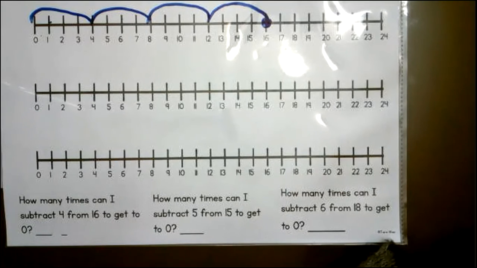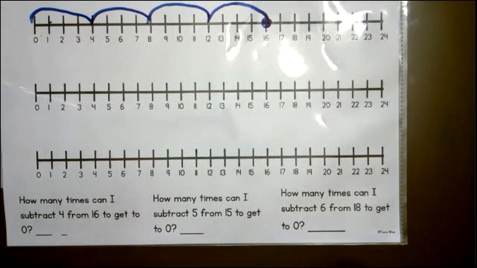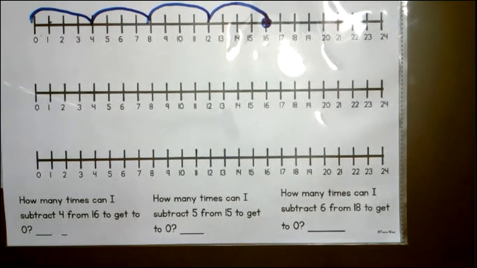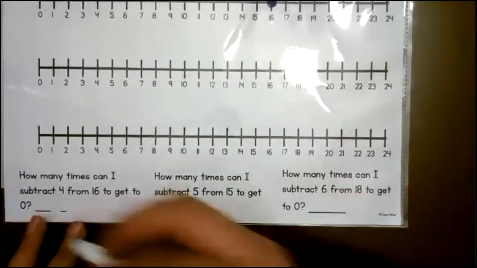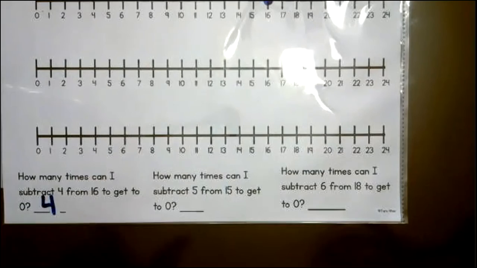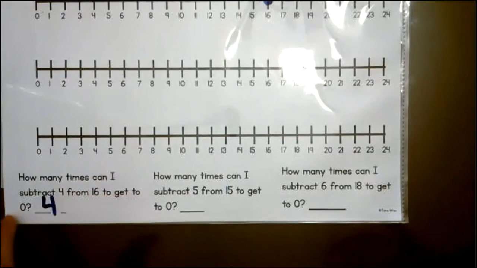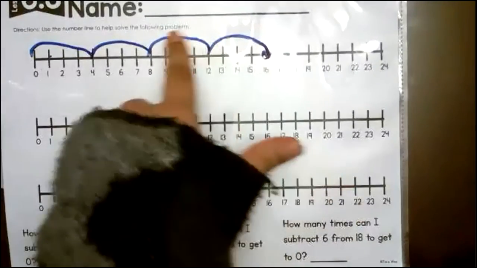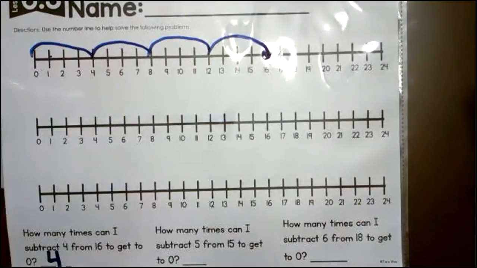So now that we've done our hops and we've subtracted 4 all the way to 0, we subtracted 4 from 16 to get to 0. How many hops do we have? Right, we have 4. So our answer would be 4. How many times can I subtract 4 from 16 to get to 0? We went 1, 2, 3, 4 times.